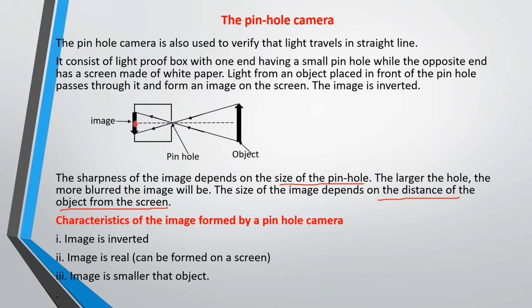Now, the images that are formed by the pinhole camera also have some characteristics. One is the one you are seeing here: the image is inverted. The image is real because it can be formed on a screen. Then look at the size of this and this one: the image is smaller than the object. So these are some of the characteristics of the image formed by a pinhole camera.